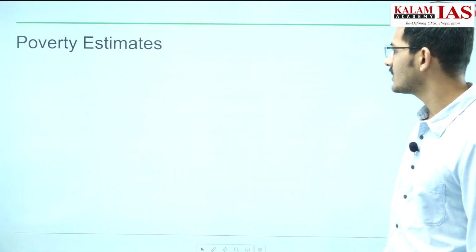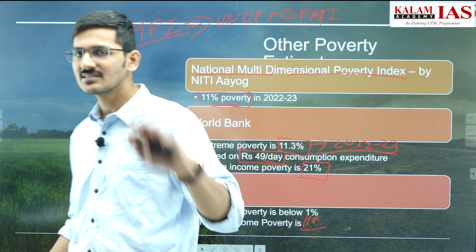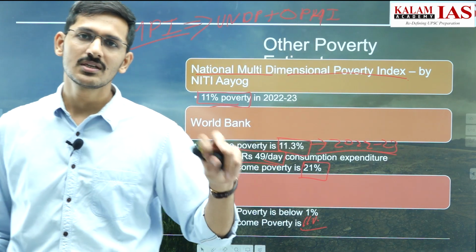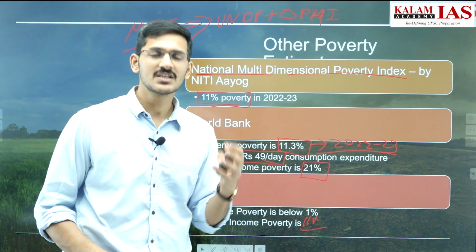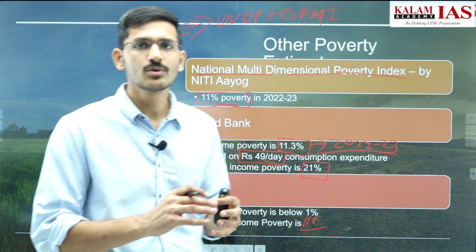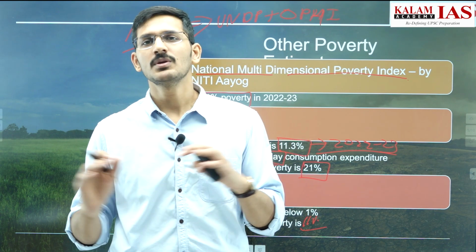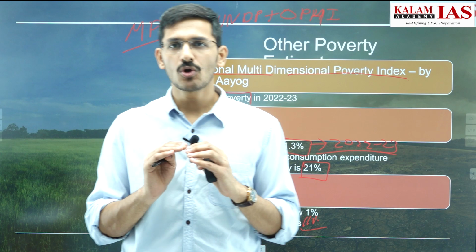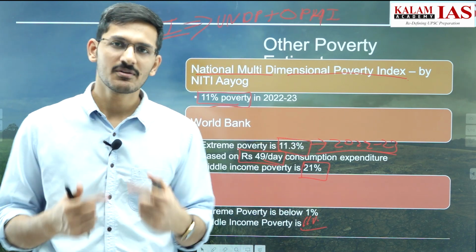Middle income poverty is 11%. The IMF said that extreme poverty is less than 1%. The IMF did not only take into account the consumption expenditure, but also the subsidies provided by the government. And the IMF said that in India, extreme poverty is almost eradicated. This is what the papers by the IMF claimed.